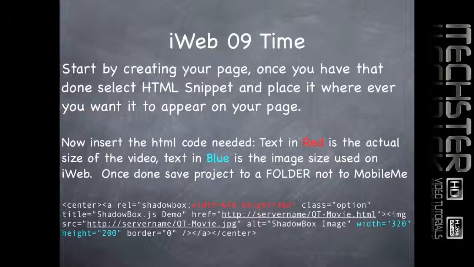And I'll show you exactly how we'll be getting to that. Now what you want to notice is that the code that I'm using, you're going to see part of it is in red. That is the actual size when we click the image that the video will play in. The coding that's in blue is the size of the image that's going to be within our iWeb page that we create.